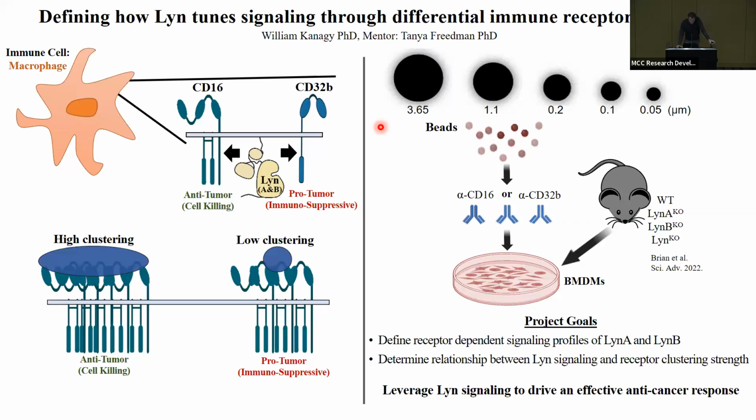With that, I would like to define the receptor dependent signaling profiles of Lyn A and Lyn B. I would also ultimately want to define the relationship of signaling from these receptors with different clustering strengths, and really use this to leverage Lyn potentially as a tool to promote an anti-cancer phenotype.